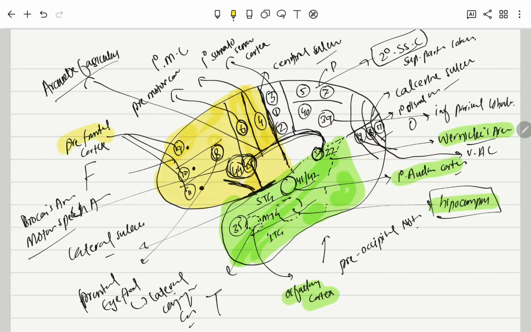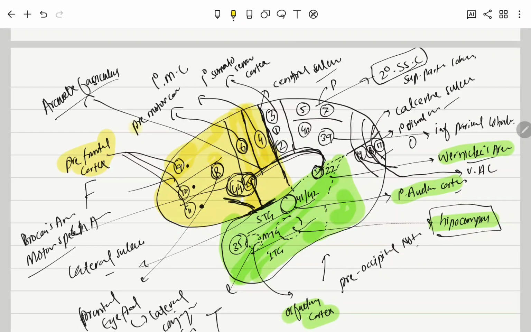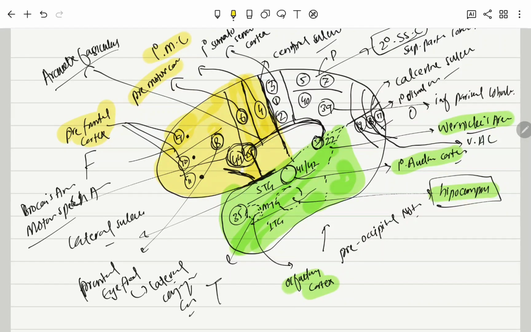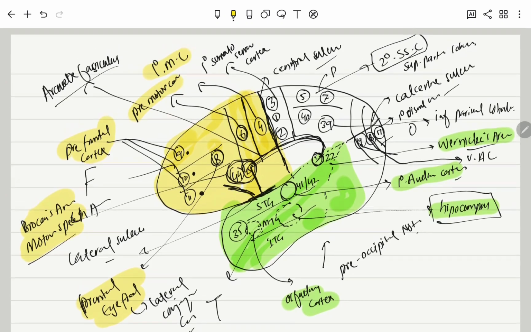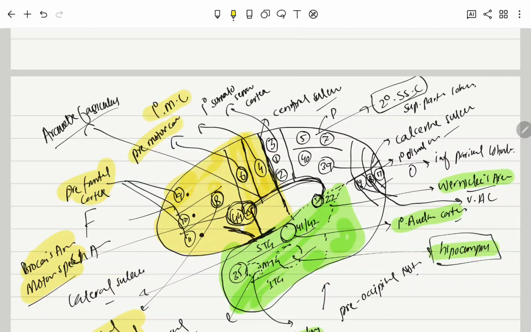So prefrontal cortex, right? And this is considered premotor cortex, primary motor cortex, right? And the frontal eye field, right? And also Broca's area. So these are areas of the frontal lobe.